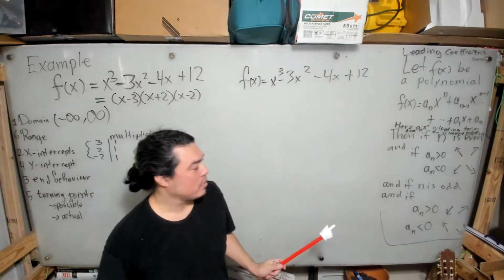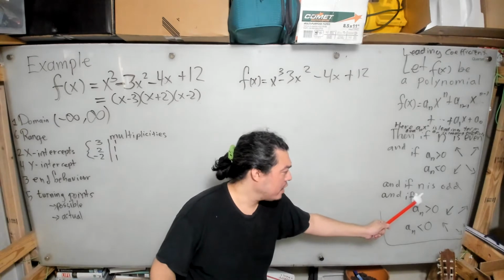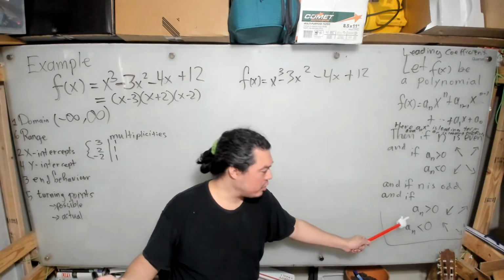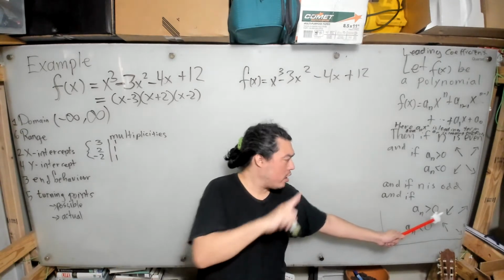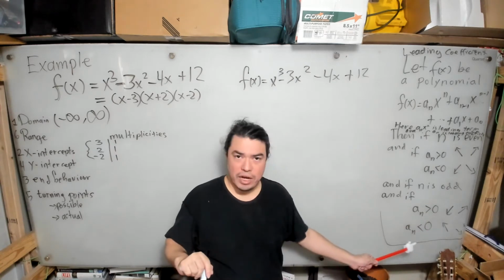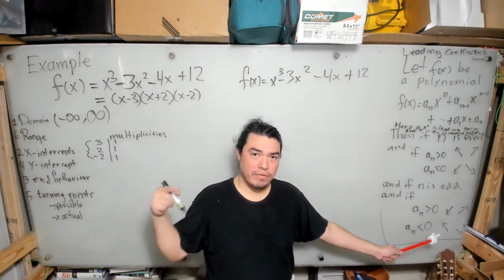Now, on the other hand, if n is odd, and if a sub n is positive, then it'll go down to the left and up to the right. And if a sub n is negative, it'll go up to the left and down to the right.